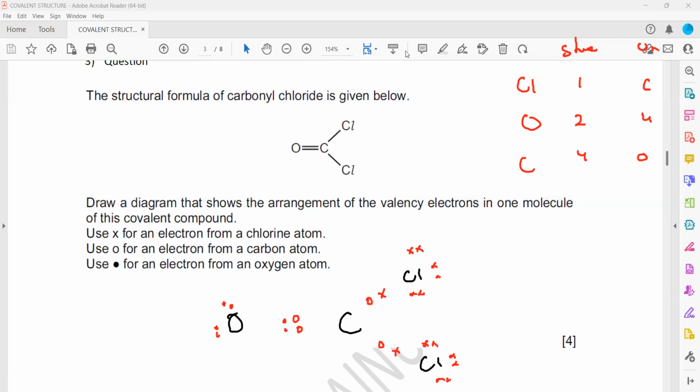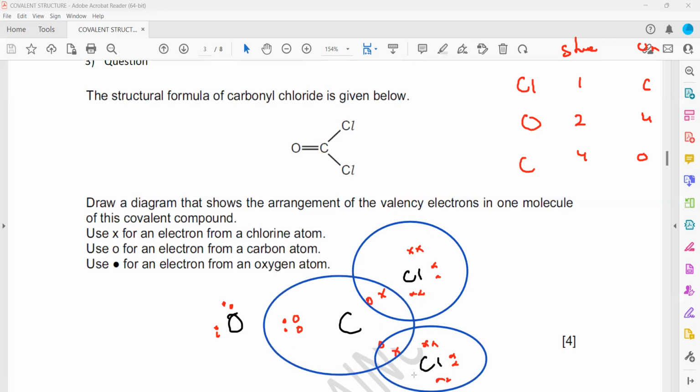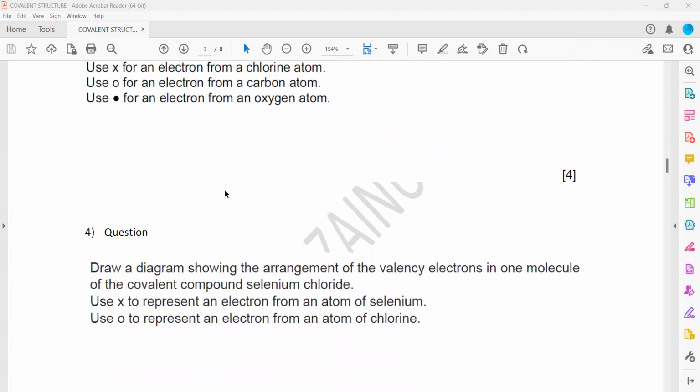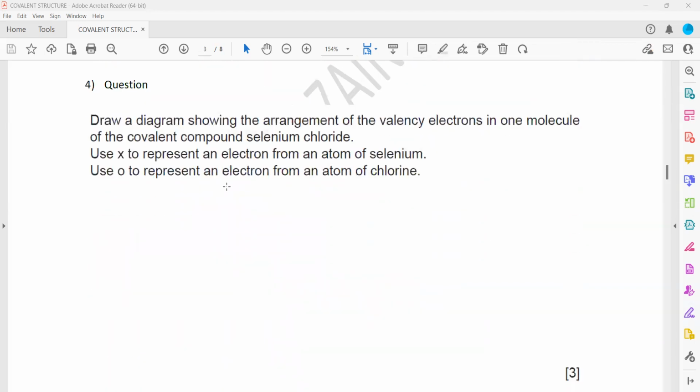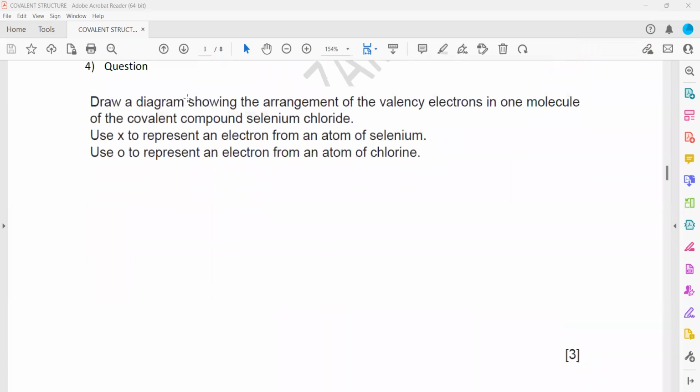And we draw the circles. Each circle should have 8 electrons. So 8 electrons for this chlorine, 8 for this, 8 for carbon, and 8 for oxygen. So this is the structure of carbonyl chloride, which is COCl2. You have to use the periodic table to identify how many shared electrons there are for each element or each atom.